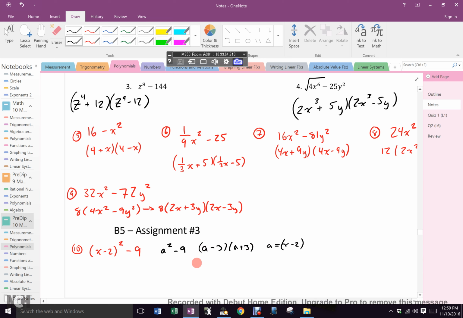X minus 2. X minus 2 minus 3. What would you put here for A? X minus 2 plus 3. What is X minus 2 minus 3? X minus 5. What is X minus 2 plus 3? X plus 1. Does everybody see that little trick? Yeah. Do you?